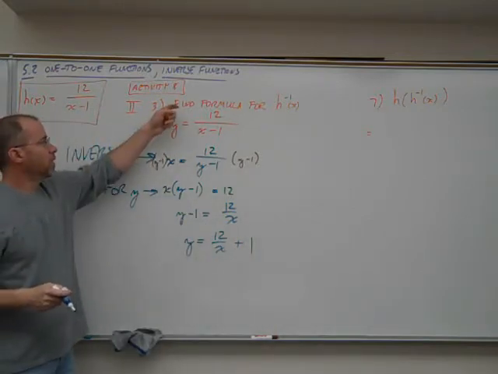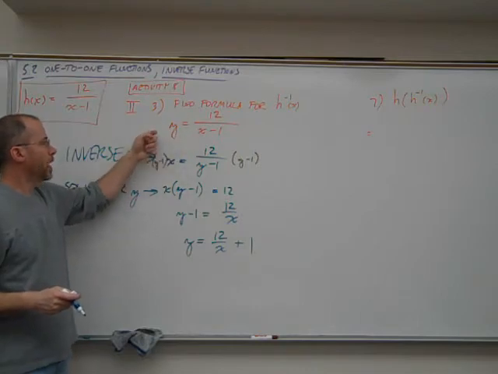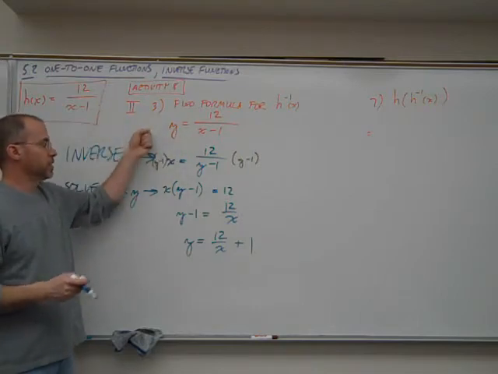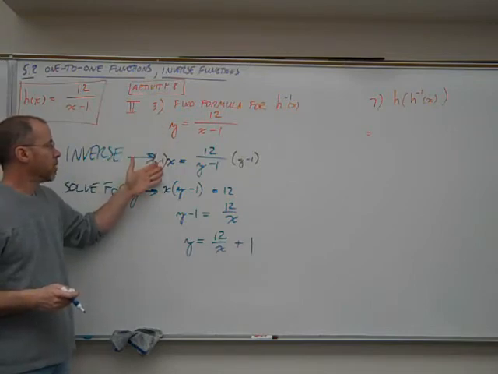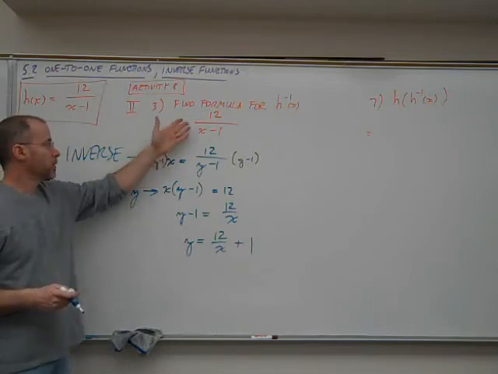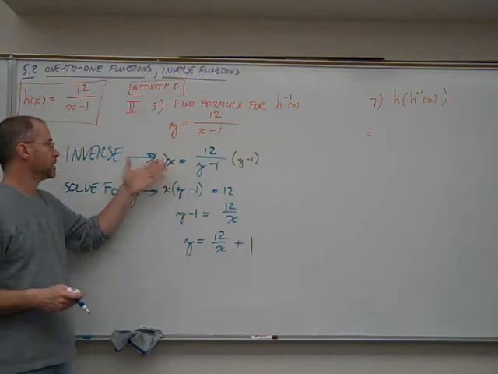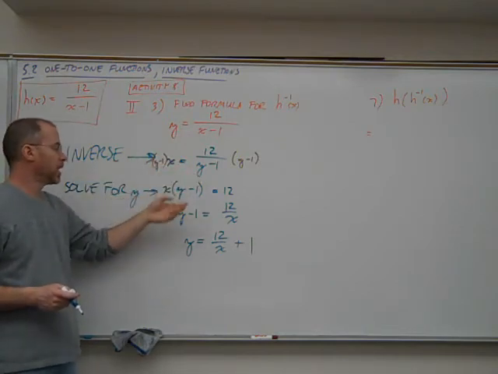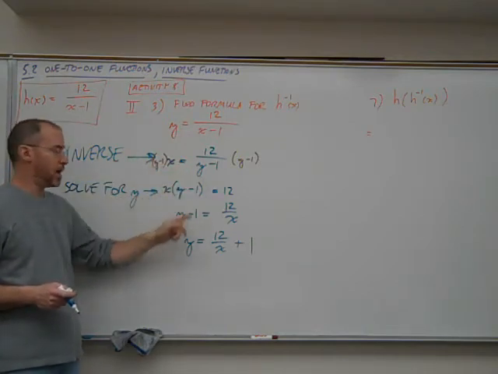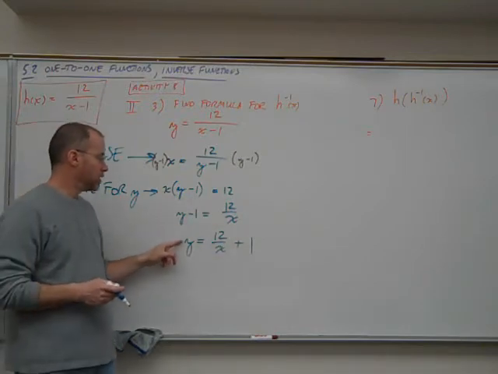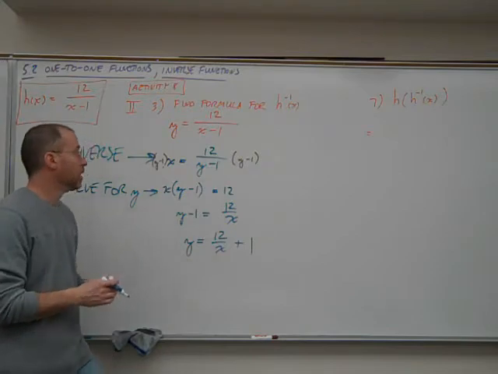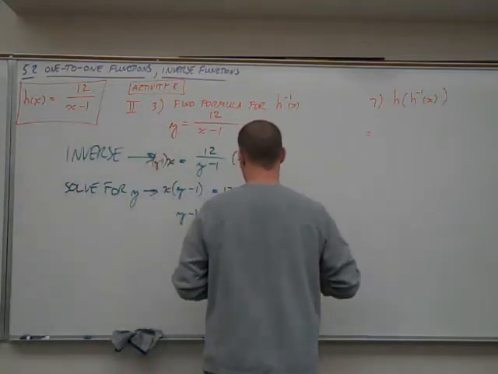So you write down the original formula, H of X, as an equation. Change the roles of X and Y. Every Y becomes an X, every X becomes a Y. That's the easy part, gets you to the inverse. And then isolate Y in order to get the formula you're looking for. And that means that H inverse is this formula.